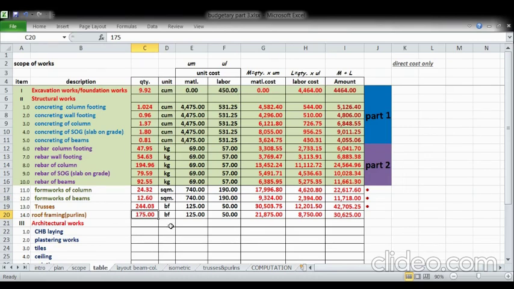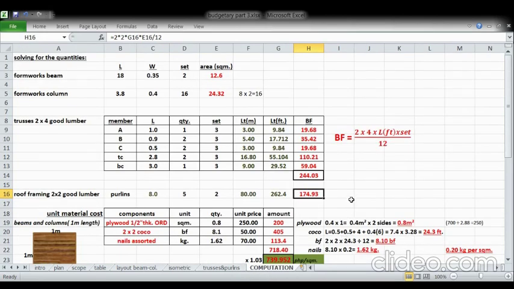So the unit here now is 40. For the formwork of volume, we use square meter. For the beam, square meter. For trusses, it's 40. So the unit here is square meter for the formworks. So here we use 40.